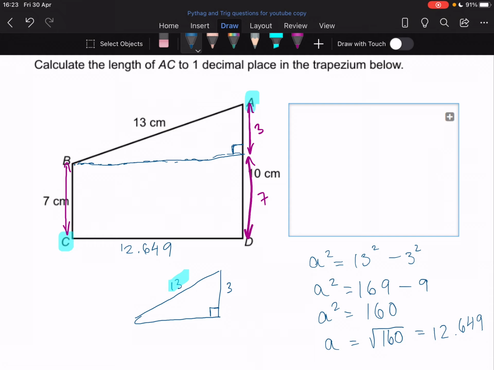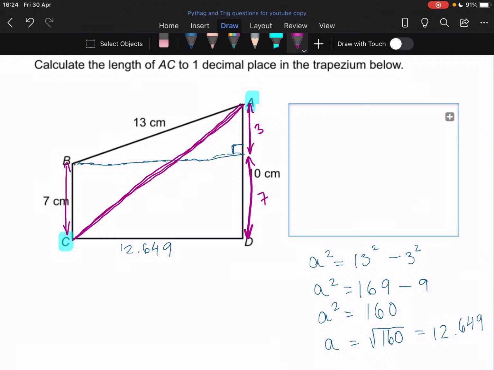Cool. Now let's draw AC. Oh, I completely forgot what the question was. Do you think they've fallen asleep as well? I'm sorry, guys. Are you still there? Okay, so this is what they're actually asking us to do.